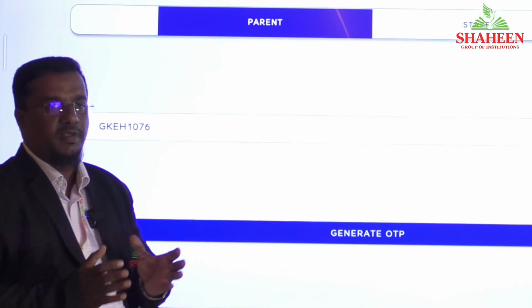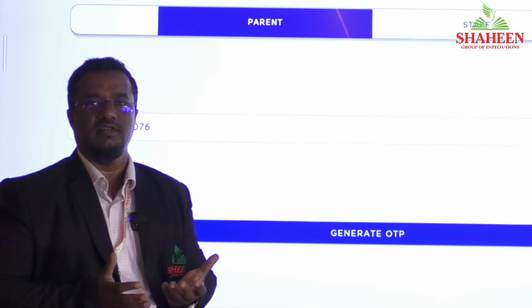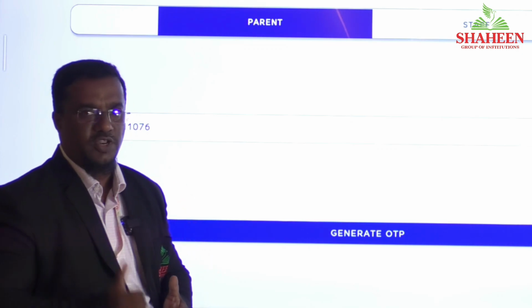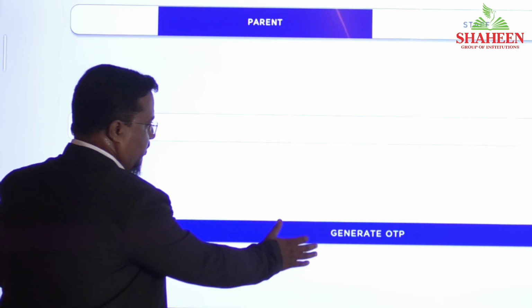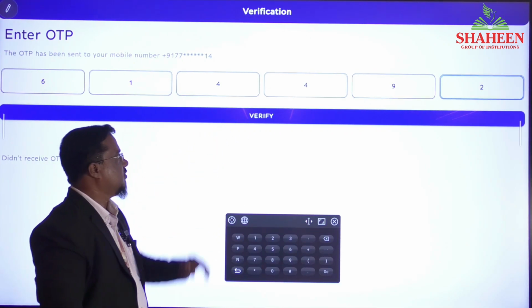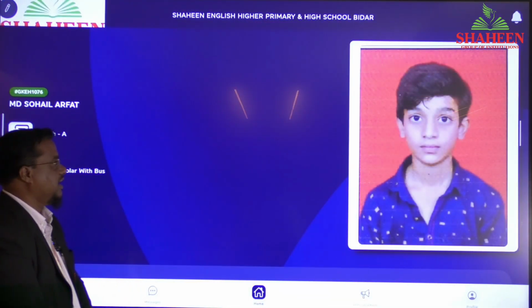See, the OTP goes to the registered number. At the time of admission, whoever's number you have given, the OTP goes to that number. So you need to be ready with that particular number. After getting the OTP, I simply enter it here and go for verify. Once you verify this, after logging into the app, you will find a dashboard.